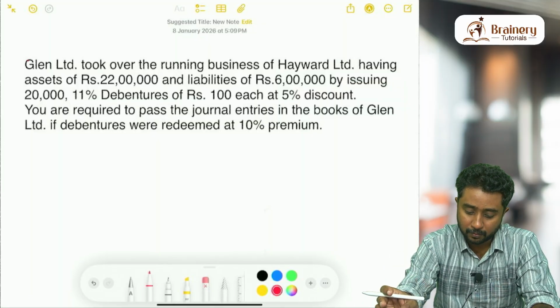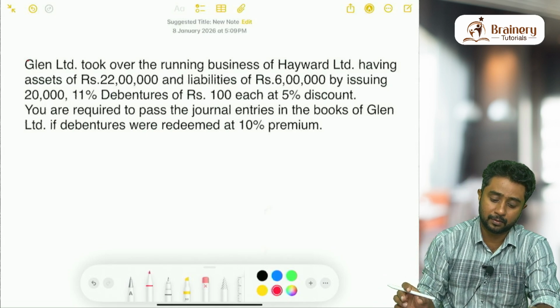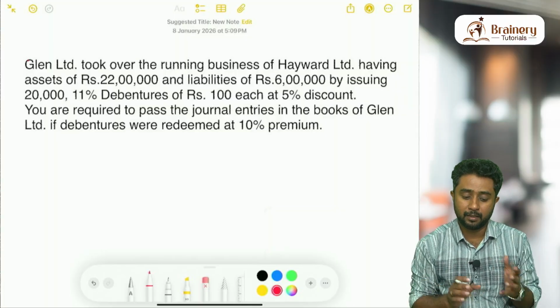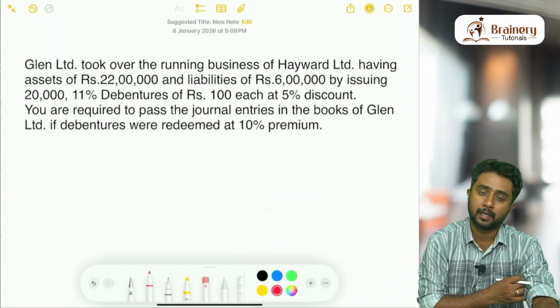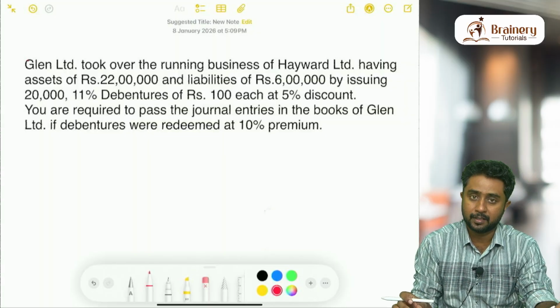Glen Limited took over the running business of Hayward Limited, having assets of rupees 22 lakhs and liabilities of rupees 6 lakhs, by issuing 20,000 11% debentures of rupees 100 each at 5% discount. So they are saying about purchase, one company purchasing the other company. Running business means we are actually acquiring two things. One is assets, one is liabilities.